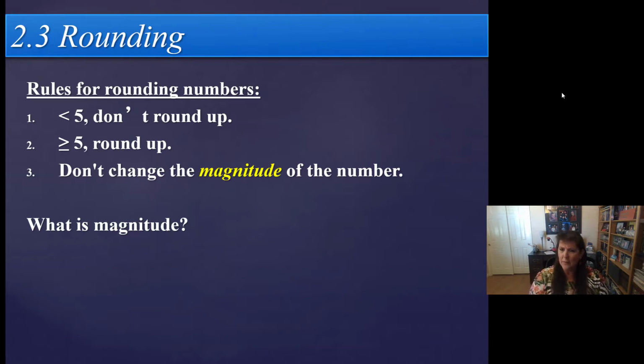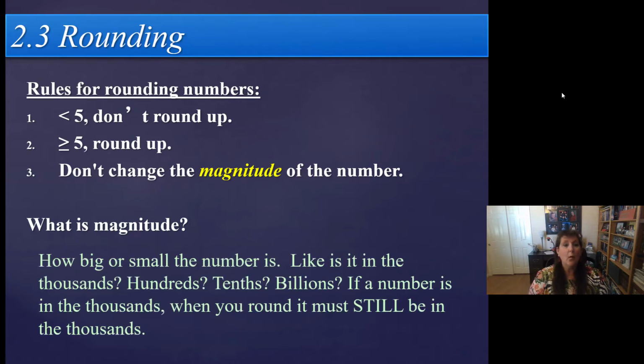What does magnitude mean, you're probably asking? Well, that's how big or small the number is. Like, is it in the thousands, the hundreds, the tenths, the billions? If the number's in the thousands, generally speaking, when you round, it must still be in the thousands with few exceptions. So, for example, 532 rounds to 500. Or 530, depending on how many sig figs we need. It stayed 500. I didn't change it to 5. That doesn't make sense, right? So don't change the magnitude.